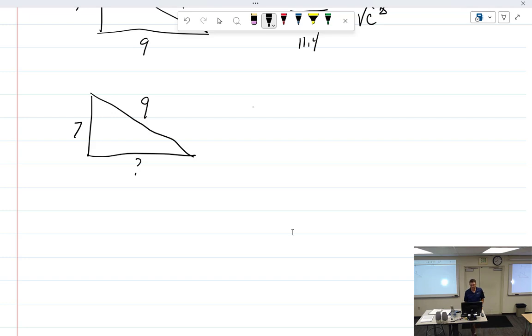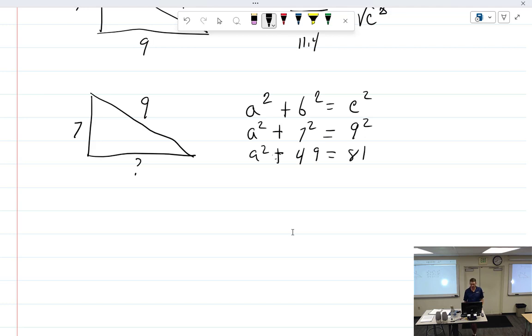So a squared plus b squared equals c squared, but now it is 7 squared plus b squared equals 9 squared. I was going to go a squared, but it doesn't matter. You can do 7 squared or a squared. I'll just make this one 7 squared because that's what I wrote in my notes, so I don't screw it all up. Equals 9 squared. And so a squared plus 49 equals 81. Well, now what?